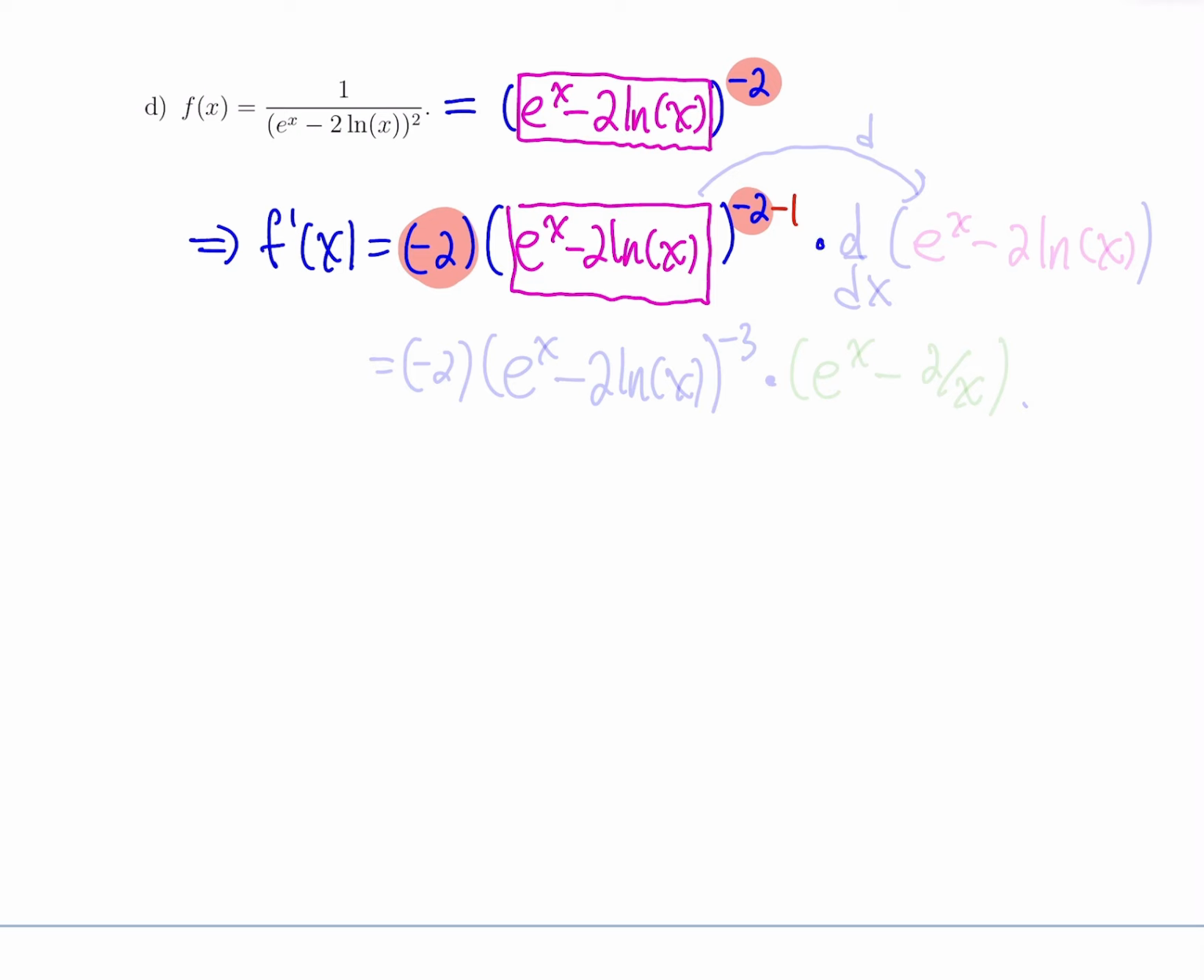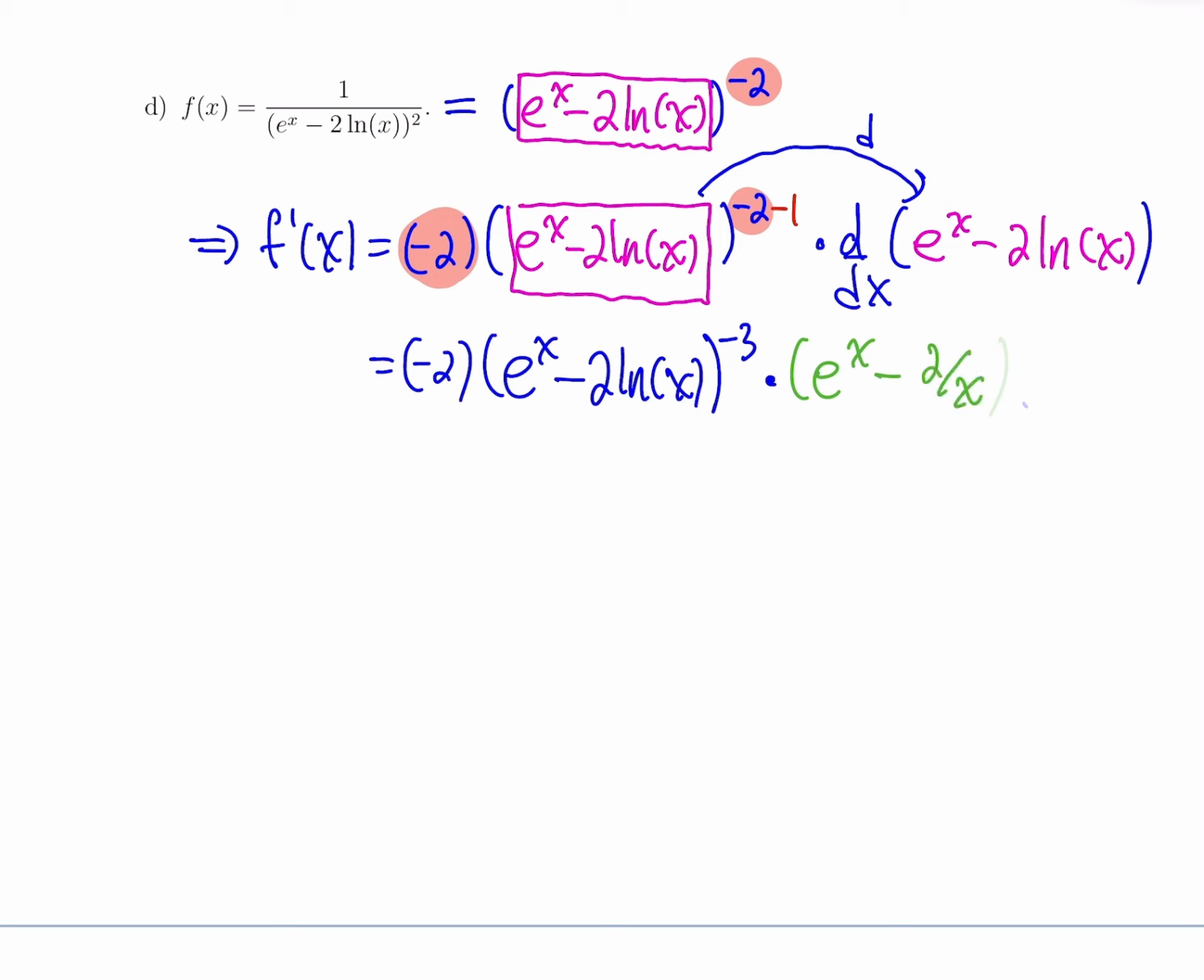Okay, so here I like to write all the details just for the sake of completeness. So for the inner derivative, if you see that it's e^x minus 2 over x, do it. But I'm going to do it in 2 steps just to show you all the steps. So I'm multiplying after by the derivative of the box. So when I clean this up, I have my minus 2 (e^x minus 2 ln x) to the power of minus 3. And then the derivative of e^x is e^x. The derivative of ln x is 1 over x times 2, which is 2 over x. And for that one, I'll leave it like this.